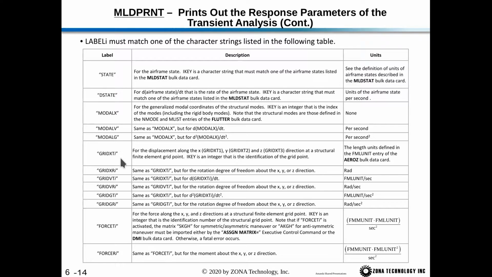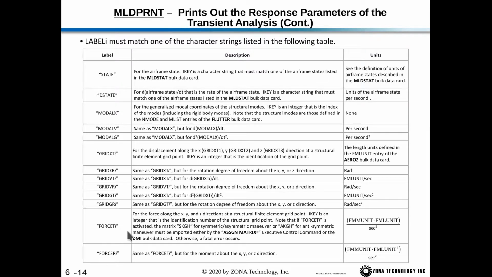Then we have the grid options. So grid XT is displacement along the X, Y, or Z direction at a structural finite element grid, where I key is the integer of the identification number of the grid point. Grid XR is the rotational degree of freedom about the X, Y, or Z direction. Grid VT is the velocity of the grid. Grid VR is the rotational velocity of a grid. Grid GT is the second time derivative, the acceleration. Again, grid GR is the second time derivative of the rotational degree of freedom.